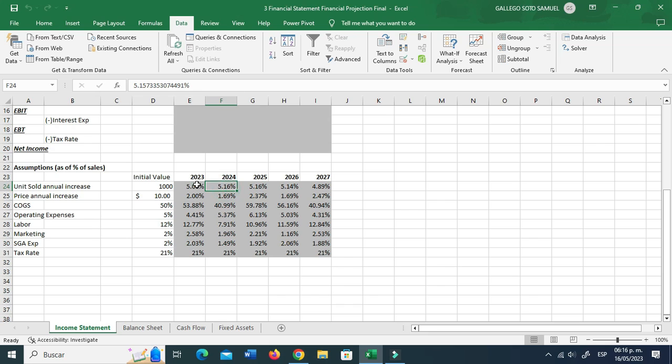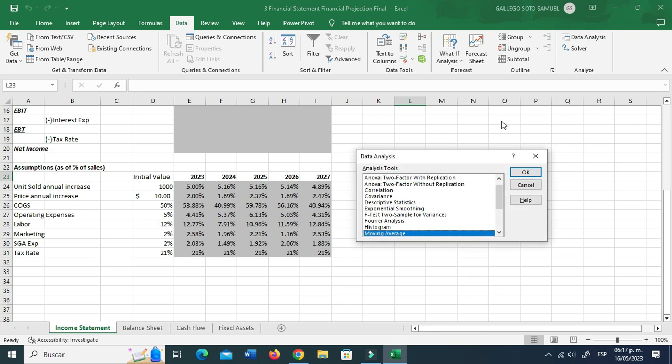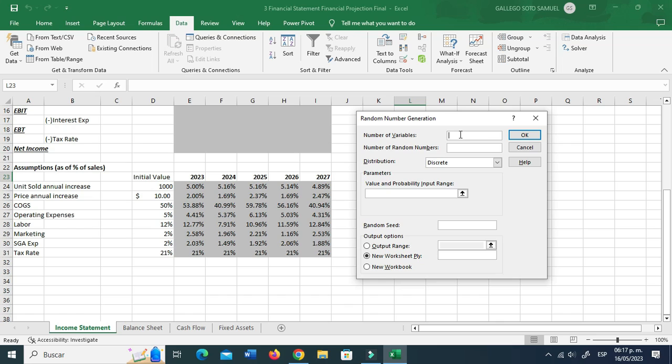So we start off with a 5% increase, and we need four values. For that, we go to the Data tab and go to Data Analysis. Okay, we're going to select Random Number Generation, and then the number of variables is going to be 1, and the number of random numbers is going to be 4.